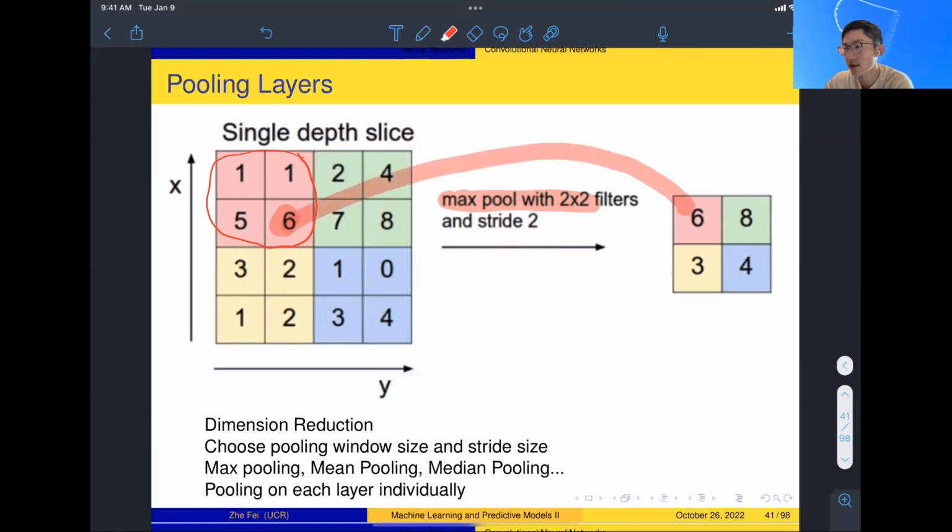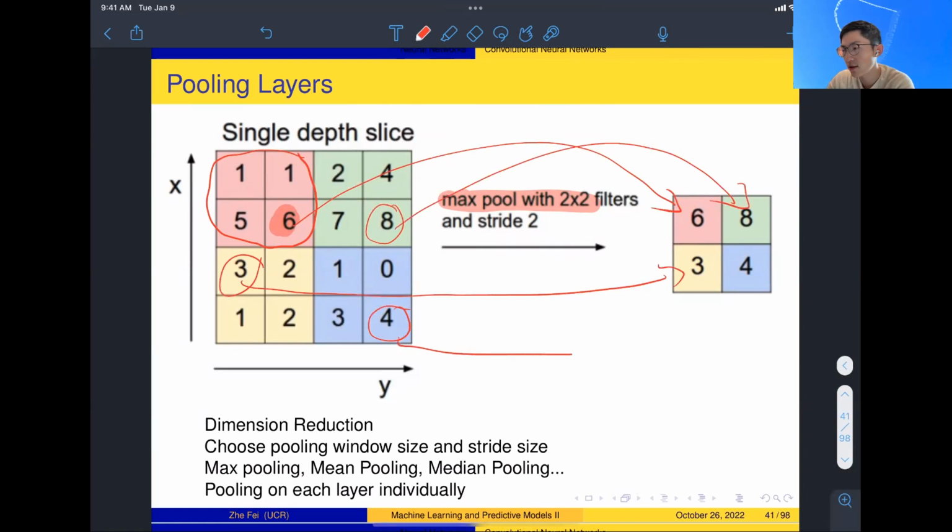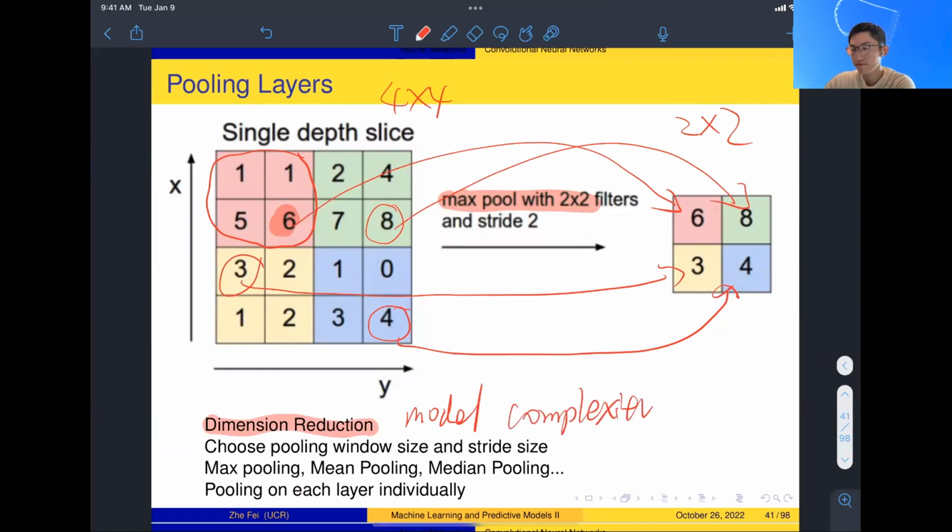So this 6 corresponds to the 6 after max pooling, right? And for the next 2x2 region, the max pooling gives us 8, and the others give us 3 and 4, right? So clearly we see that using max pooling, we reduce the dimension from 4x4 to 2x2. Max pooling is essentially for dimension reduction, and also helps control your model complexity, right? You could use max pooling or mean or median pooling, etc. These are the 3 most commonly used pooling filters.